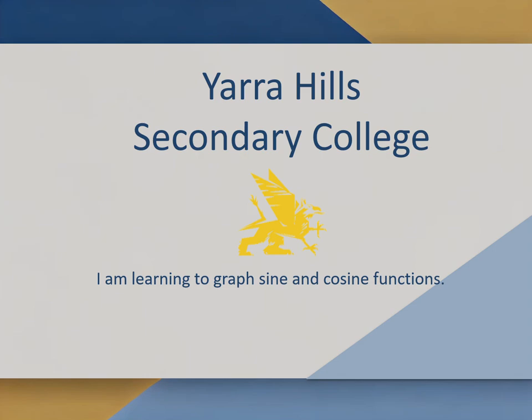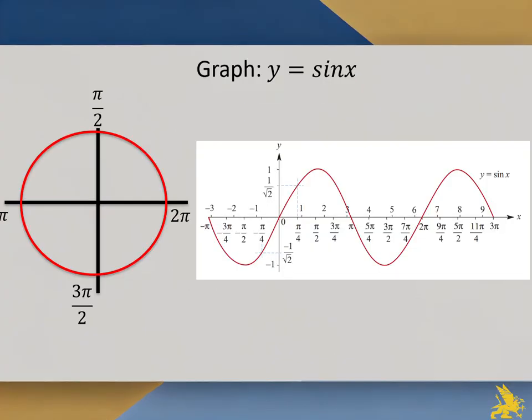We are going to be looking at 6D from the Unit 3 and 4 Cambridge textbook, focusing on graphing a sine and cosine function. So let's look at the basic sine function. The first thing I want us to think about is the unit circle, because that is in essence what our sine function is at the moment.